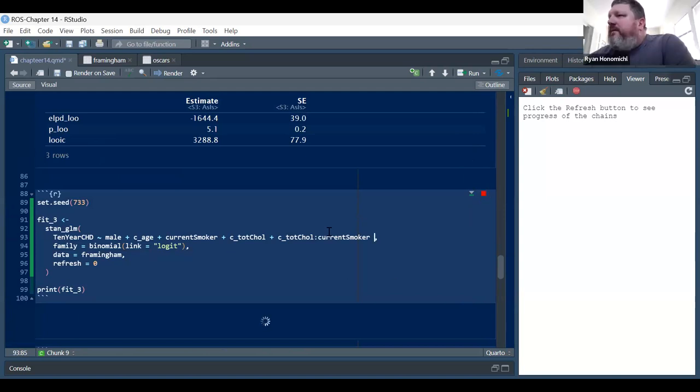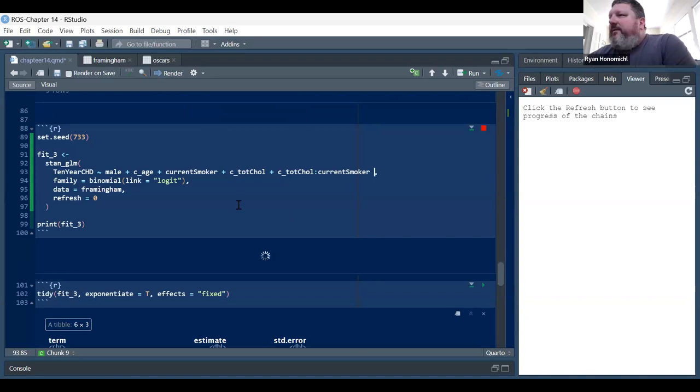Okay, hopefully that works. Anyway, I like plotting. I think graphs are really important for this type of stuff. Yeah, this takes a while. Sorry.